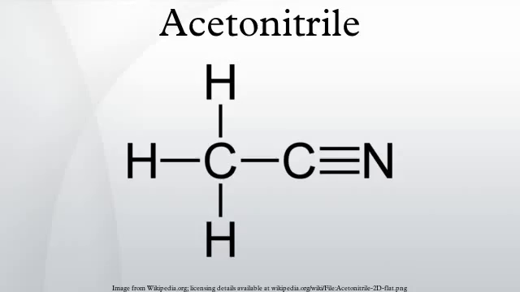Acetonitrile is the chemical compound with the formula CH3CN. This colorless liquid is the simplest organic nitrile. It is produced mainly as a byproduct of acrylonitrile manufacture. It is used as a polar aprotic solvent in organic synthesis and in the purification of butadiene.